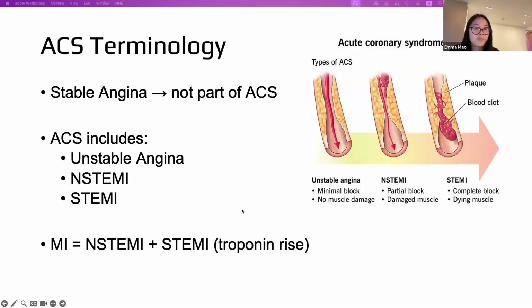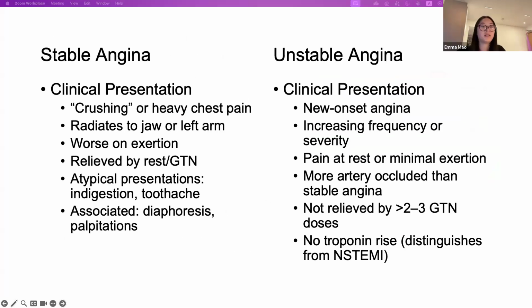Let's go through them. So, stable angina is not part of acute coronary syndrome. So, we have the presentation of a crushing or heavy chest pain radiating to the jaw or left arm that is worse on exertion, but it can be relieved by rest or GTN spray. And then atypical presentations can also be of indigestion and toothache.